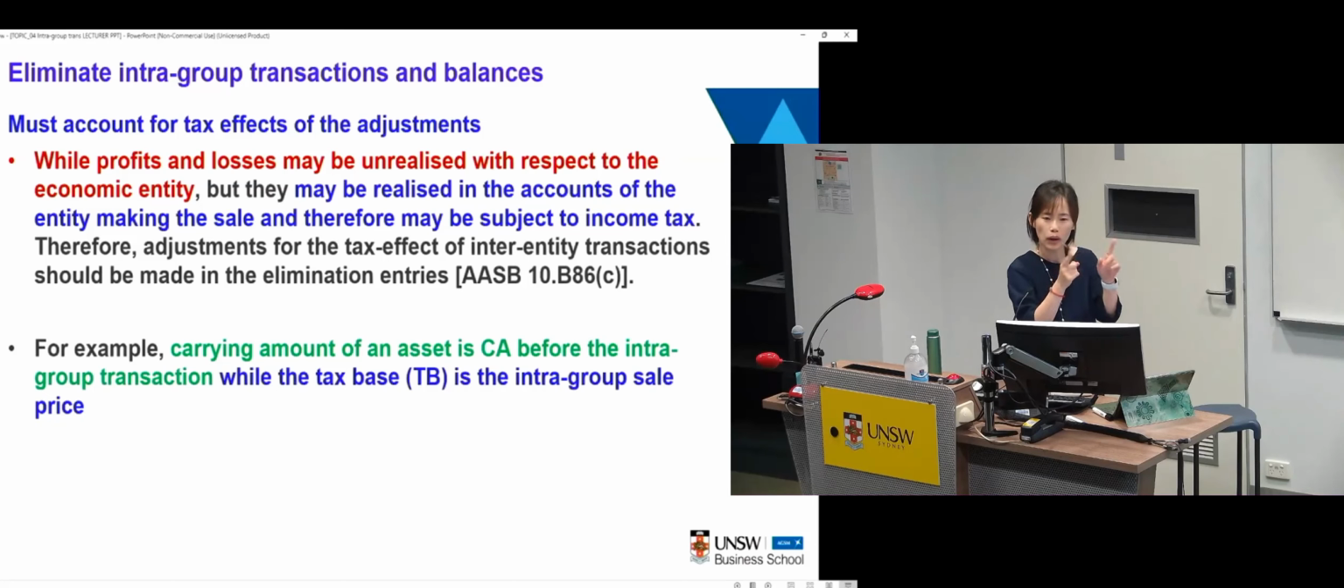Okay. So there are two different ways to explain why there's a recognition of a DTA when the unrealized profit from the intragroup transfer item is eliminated, right? So once the unrealized profit is eliminated in your worksheet, then you have to show the tax effect entry. But not all intragroup transactions require tax effect entries. We will show you which types of intragroup transaction result in a tax effect adjustment, and which intragroup transactions don't need any tax effect entries.